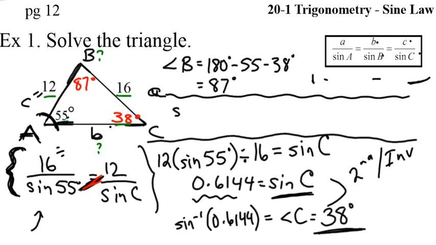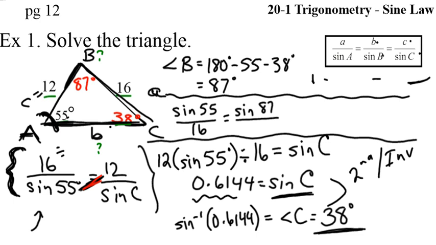We had sine 55 over 16. That was our angle A, side A. Well, now we're trying to find side B, and we know angle B, so now we can say that this is sine 87 over side B. And we're going to cross multiply again. Cross multiplying, multiply what you can. 16 times sine 87 divided by the extra piece, which is sine 55. When we do that, well, this is nice because it will equal B exactly.